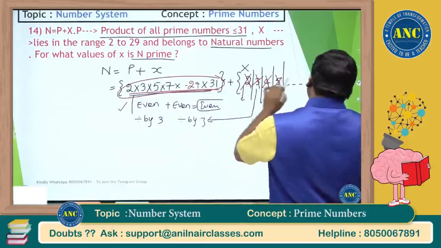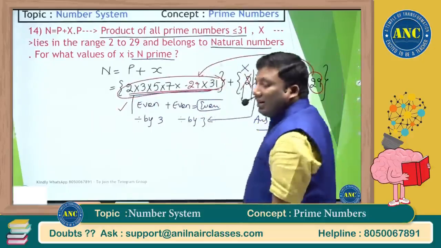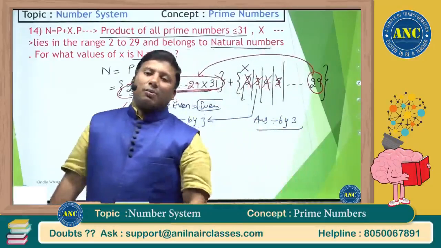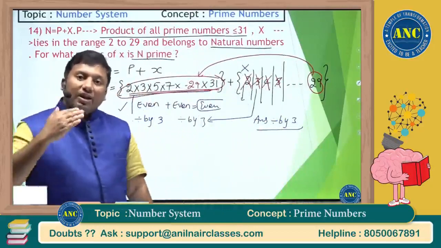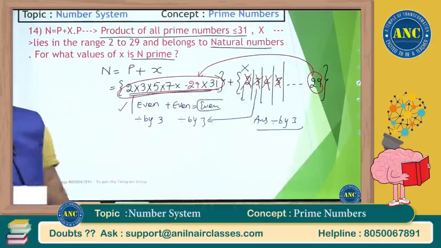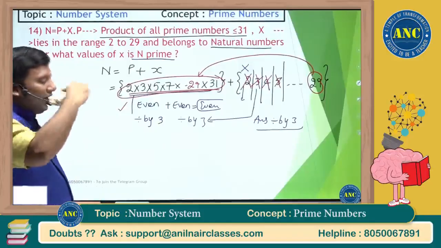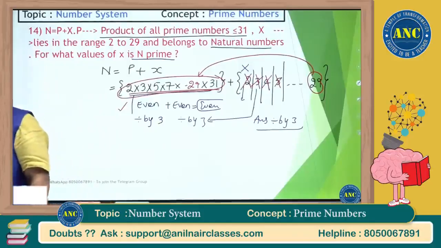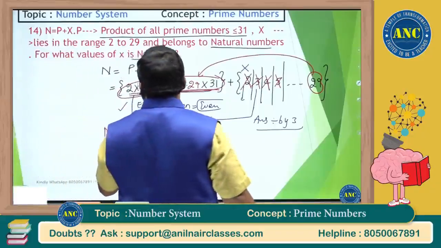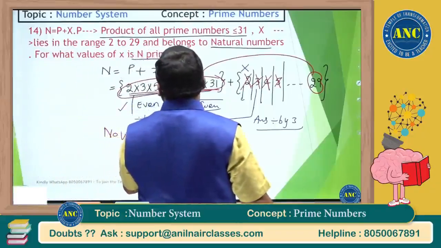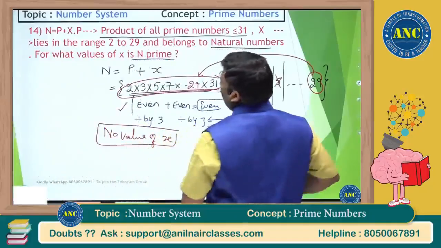This contains 29, and these 29. 29 into any number is divisible by 29. If I add two numbers which are divisible by 29, the answer will be divisible by 29. Is there any number other than 29 which is a multiple of 29 and a prime number? No. Answer is no value of X exists such that for that value of X, N is prime.